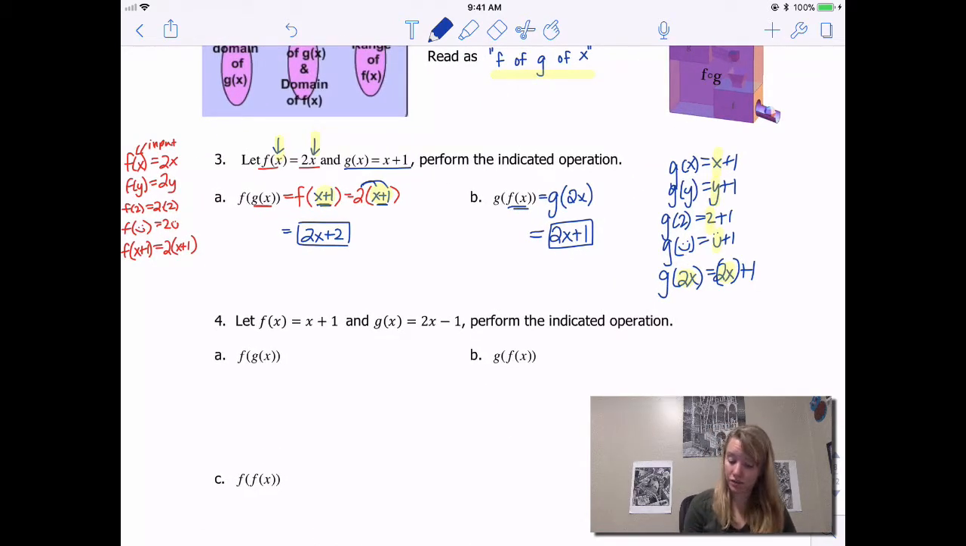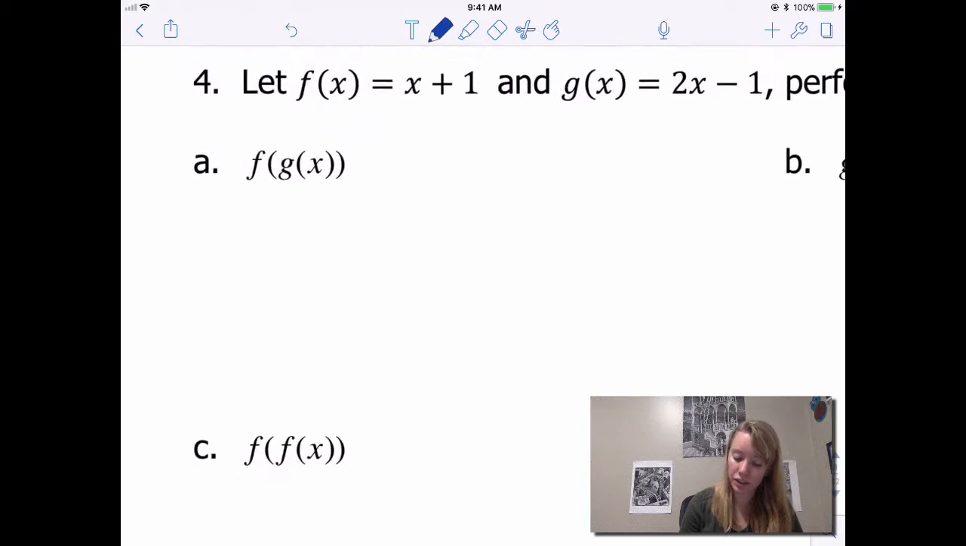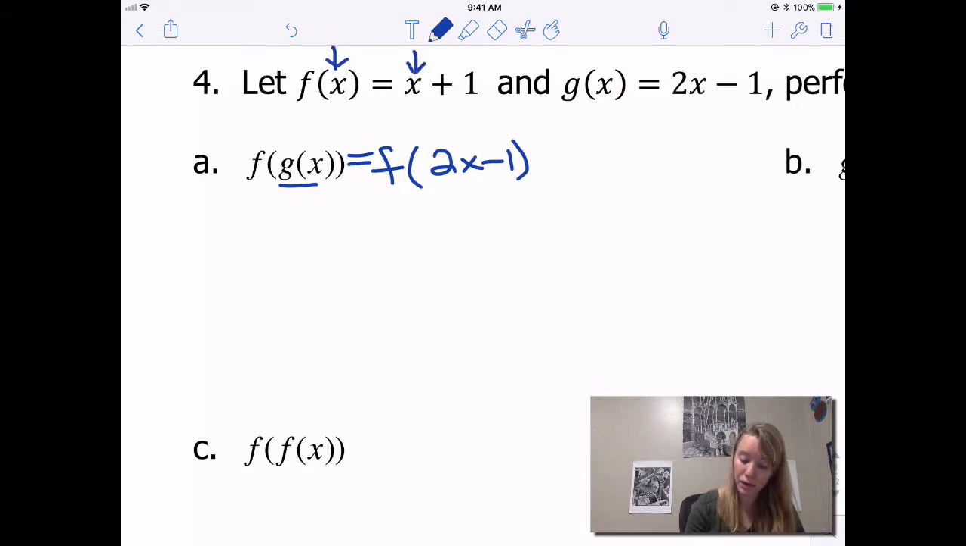Let's try another set. We have f of x is x plus 1, g of x is 2x minus 1. So the first thing they ask us to do is f of g of x. So I start at the very inside parentheses. F of g, so g is 2x minus 1. And then I'm thinking, okay, f of x is x plus 1. So I've got to match whatever's there for x with what's in the problem.